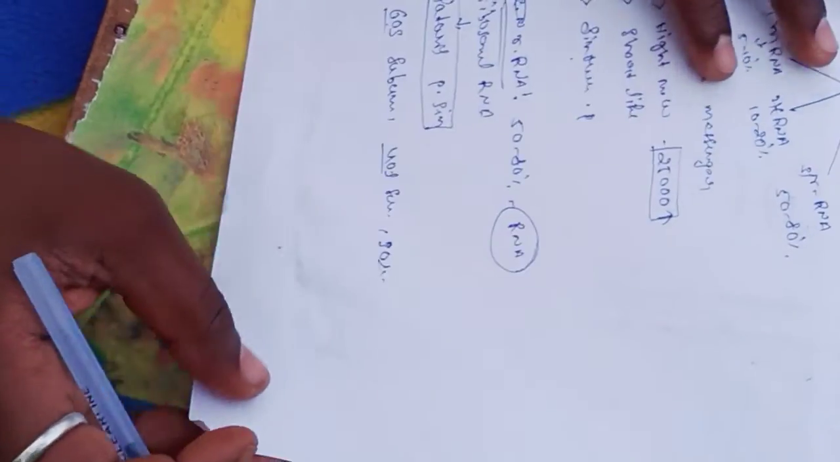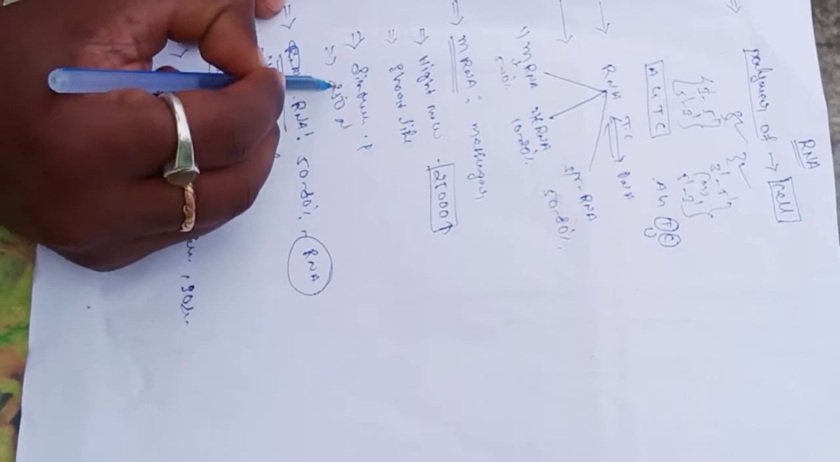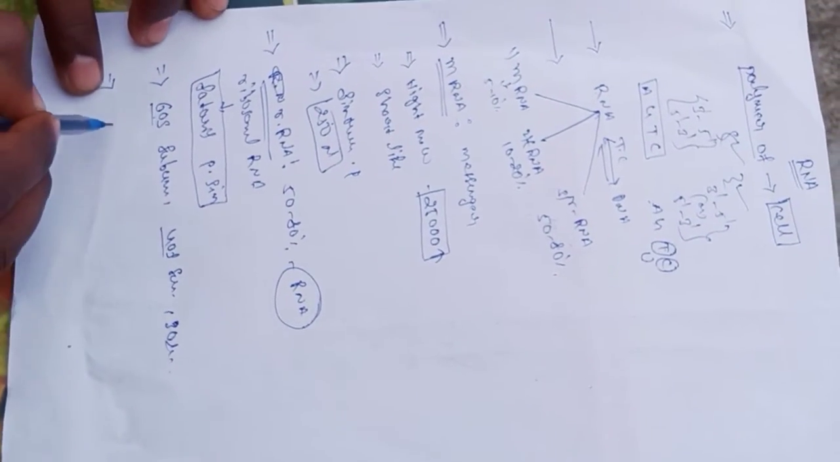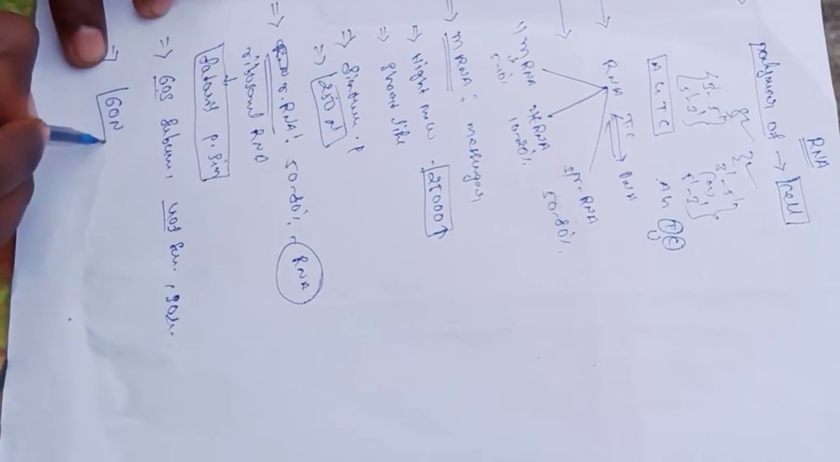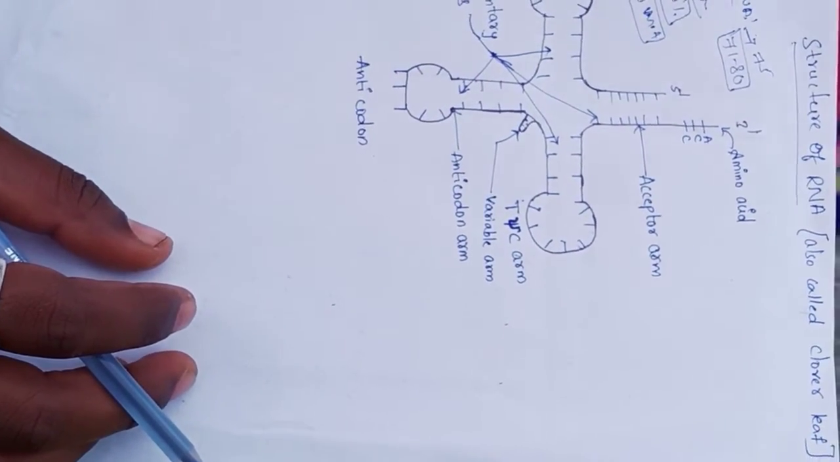But up to 250 nucleotides are present in the mRNA. The next one, 60 nucleotides are present in the rRNA. That is the main difference between tRNA, mRNA, and rRNA based upon the nucleotides.